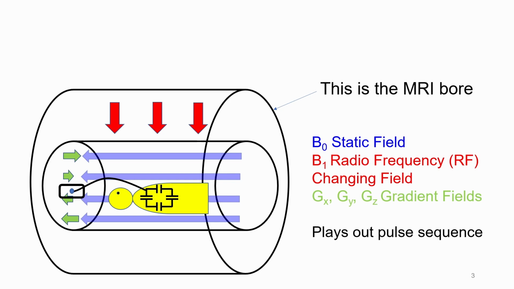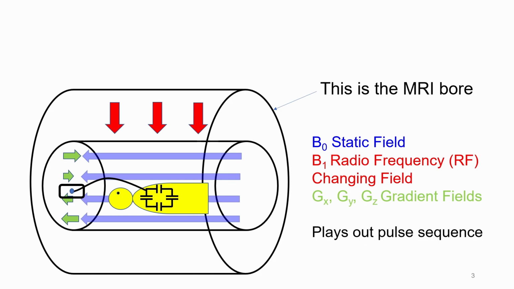And thirdly, we have what we call gradient fields, usually in different directions, X, Y, and Z. And gradient fields are magnetic fields that vary as a function of space. And gradient fields are what give you spatial selectivity in the image. Because it's a magnetic field that varies in space, it allows you to distinguish what's on the right side of the body versus the left side.